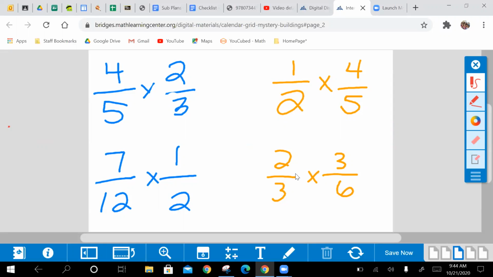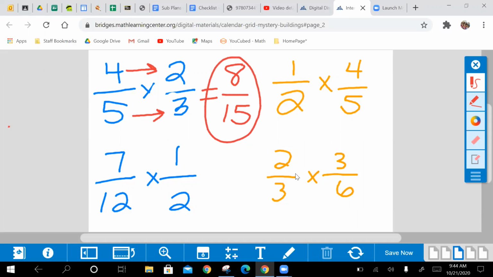When you're multiplying fractions, all you have to do is multiply straight across, meaning numerator times numerator, denominator times denominator. So we have 4 times 2, which is 8, 5 times 3, which is 15. We're going to talk about simplifying in a minute, but this fraction is in lowest terms. It's already simplified. So we have 8/15. Multiply straight across, simplify or reduce, and we have 8/15.